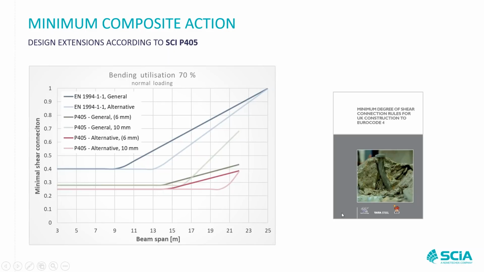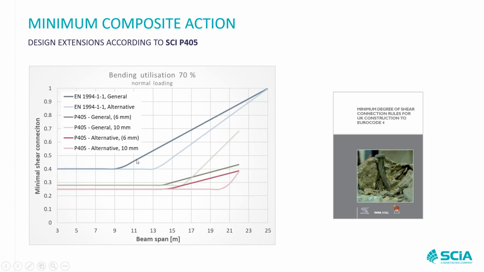So this publication gives various rules, various curves that you should use in different cases. So, for example, if you have a beam perpendicular to the sheeting, a beam parallel to the sheeting, a propped beam, a not propped beam, in different cases, you have different formulas for the minimum composite action. But as you can see, these curves generally lie below the Eurocode.